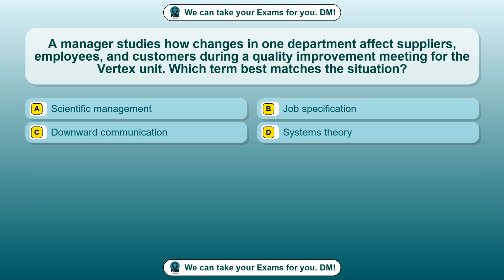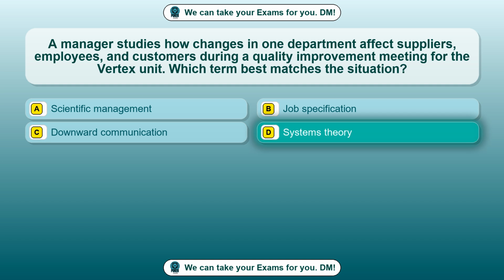Question 43. A manager studies how changes in one department affect suppliers, employees, and customers during a quality improvement meeting for the Vertex unit. Which term best matches the situation? Option A, scientific management. Option B, job specification. Option C, downward communication. Option D, systems theory. The correct answer is option D, systems theory.